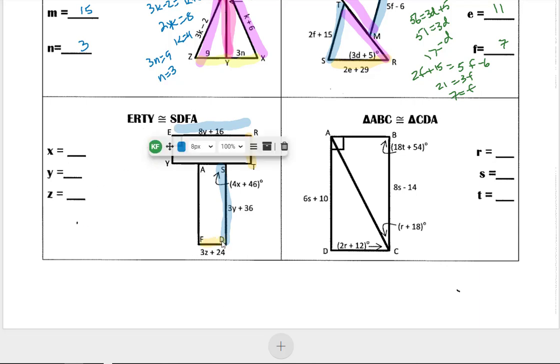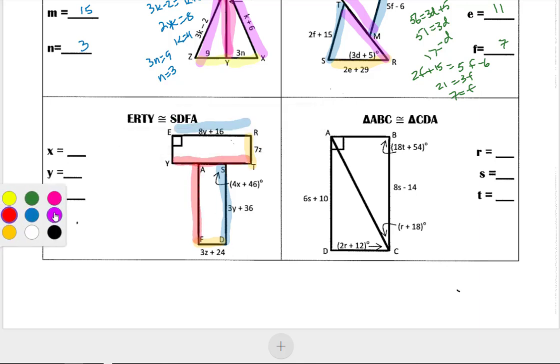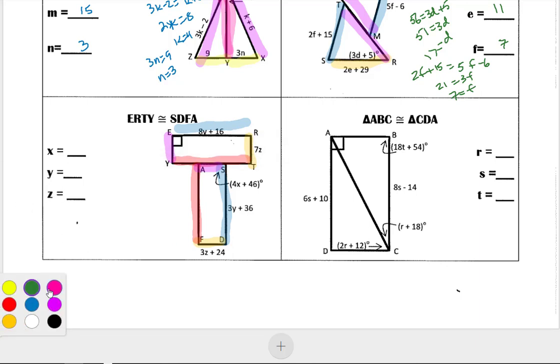We can also see that ER goes with SD, RT with DF, and TY with FA, and SA with EY, which lets us set up the corresponding statements so we can solve for the different variables. And then the same thing is going to go on with the last one.